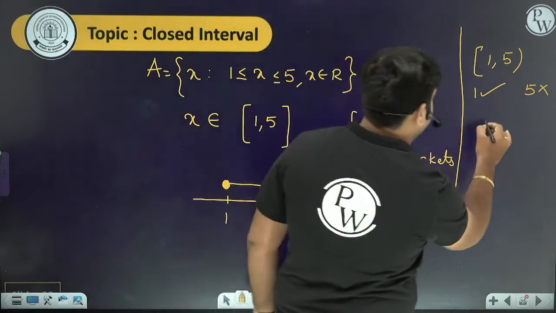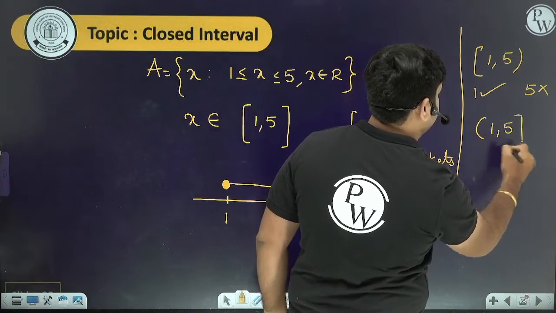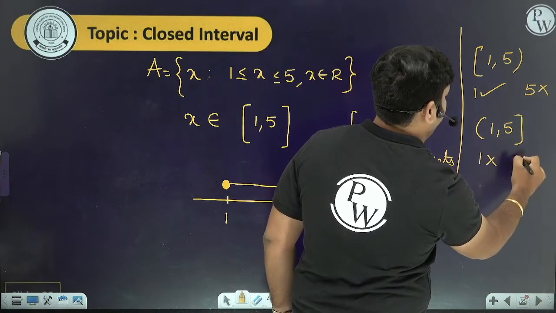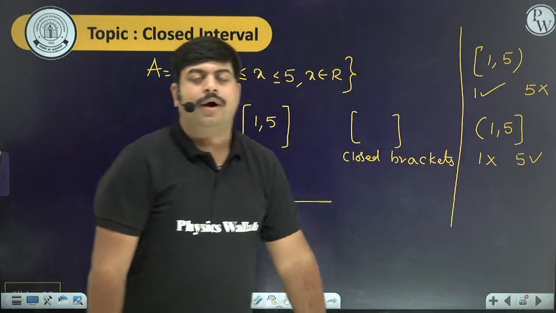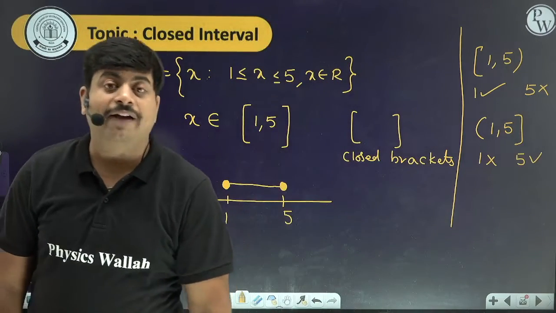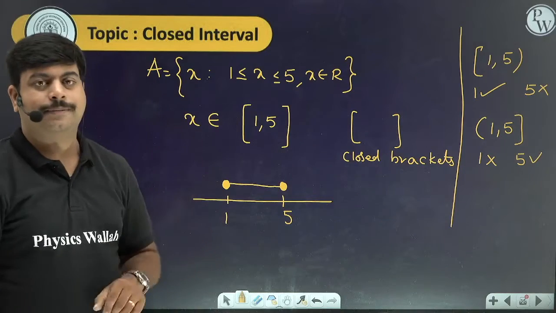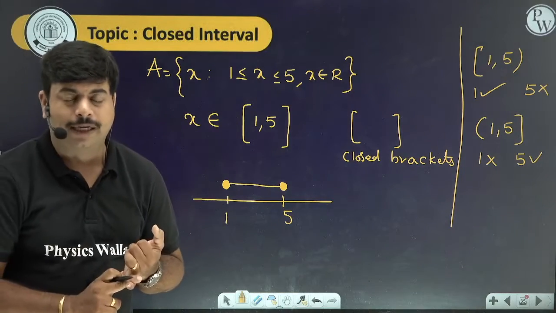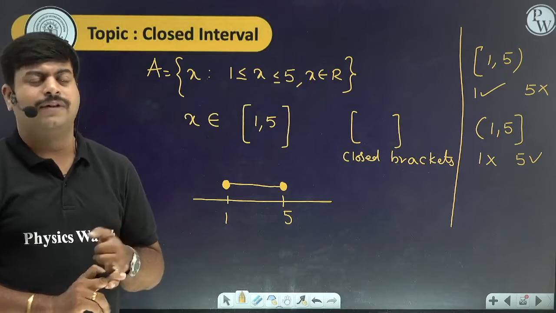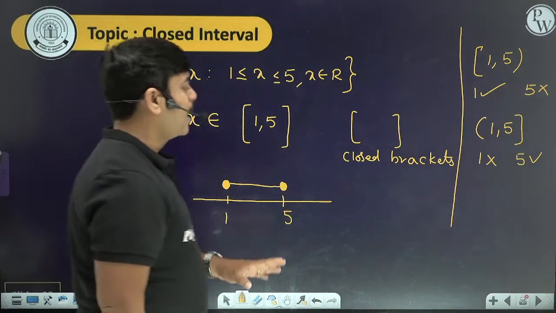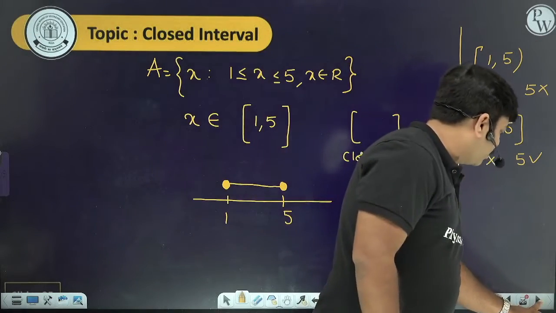Sometimes we may deal like this, 1 to 5 closed. So 1 should not be included and 5 should be included, right? You understood that? So these are intervals. We discussed open interval and we discussed closed interval. So very simple concepts. People, I hope you're all understanding.